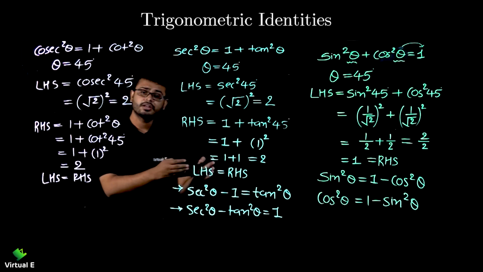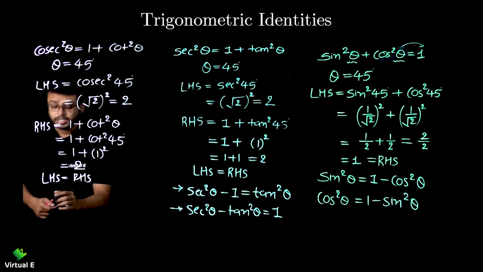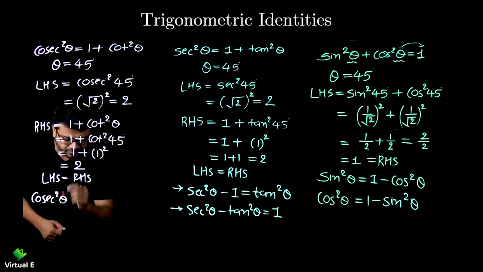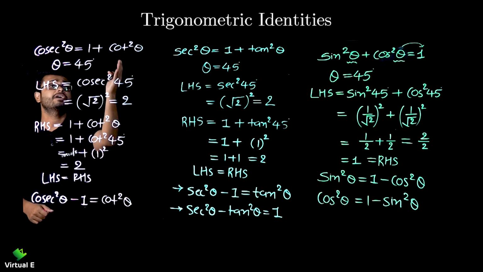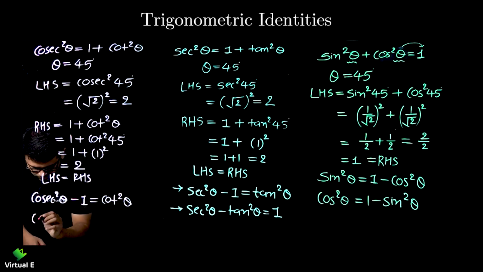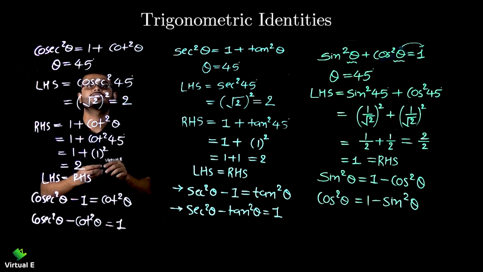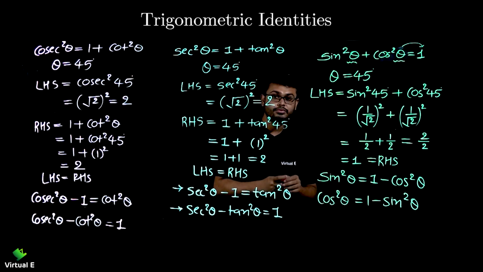Let's discuss variations for this one. Again the same, it will be similar to this. I shift 1, I shift cot square theta. So it will be cosec square theta. First I shift 1, so it will become minus 1 is equal to cot square theta. Then if I shift cot square theta, that's cosec square theta minus cot square theta is equal to 1. Simple. So these are the three very important identities that we are going to use.